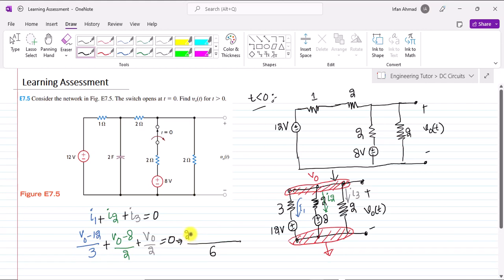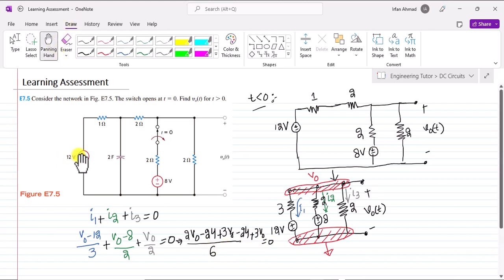2 will be multiplied with all the numerator here, so that would become 2V0 minus 24 plus this 3V0 minus 24, because when V0 minus 8 divided by 2 will be multiplied with 6, 3 will be multiplied with this V0 minus 8, and similarly in the last term the V0 by 2 will be multiplied by 6, and here I will get 3V0, and that is equal to 0. Okay, so now this is my equation here.